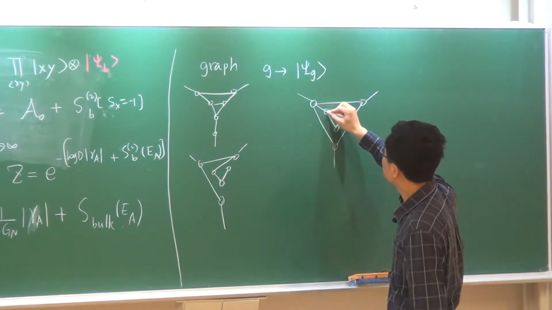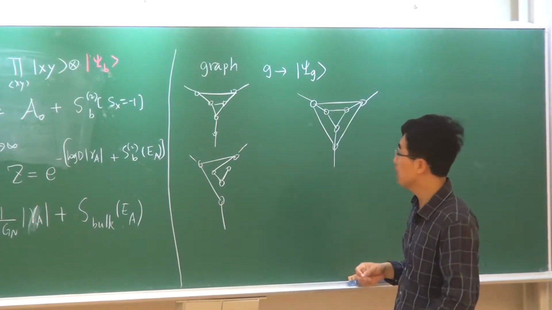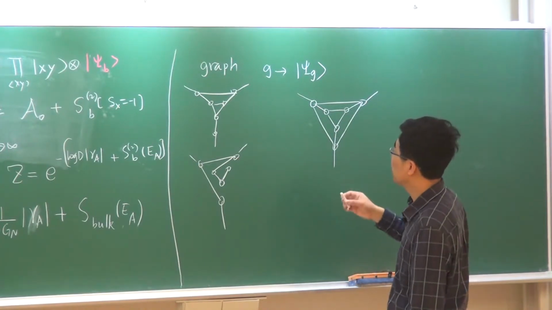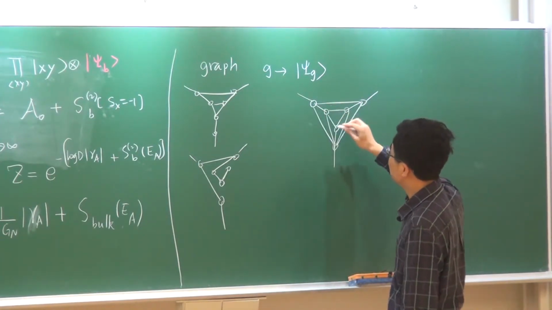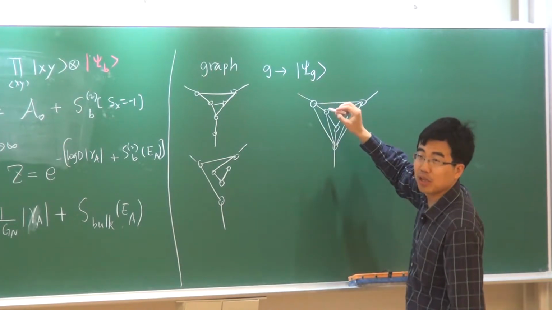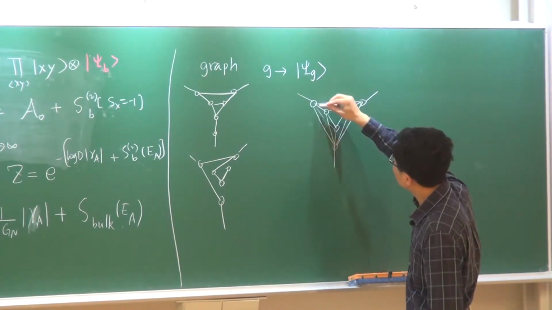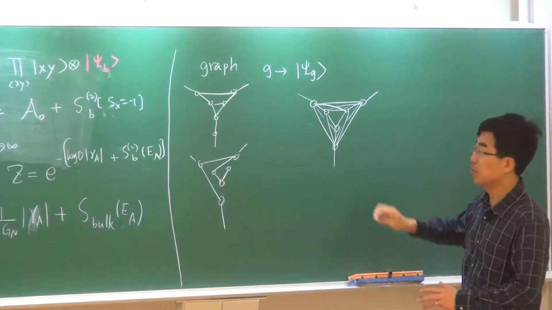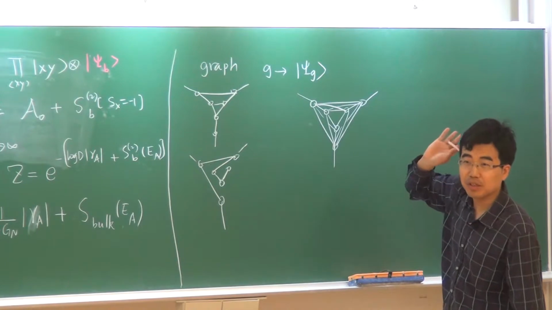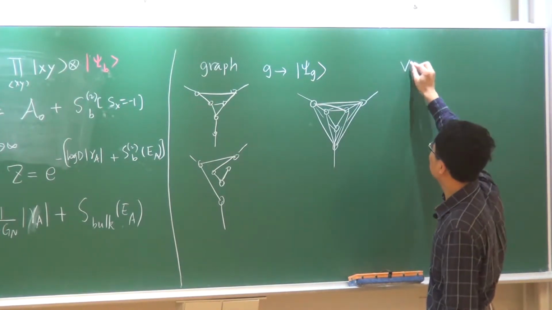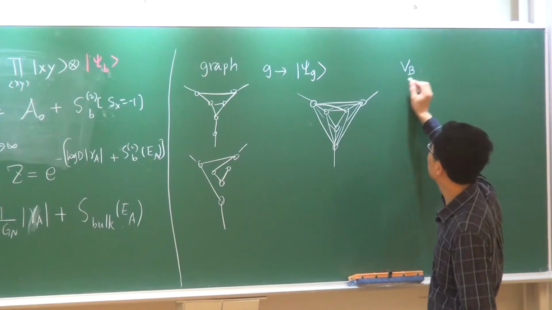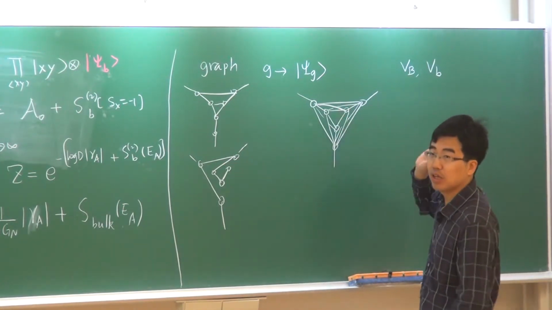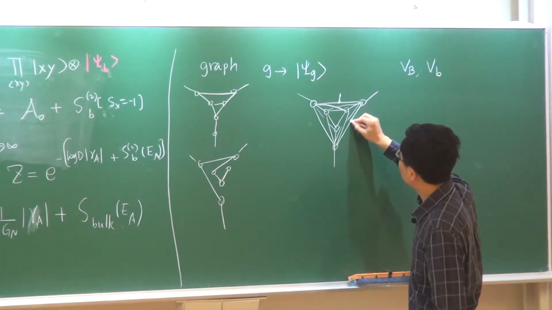So let me describe how I want to include all the graphs. Basically, the way I want to do it is to introduce a link variable. So I want to draw a complete graph, connecting every vertex with every other for a given number of vertices. Say the number of vertices on the boundary is v_b, which is 3 here, and in the bulk is v_little_b, which is 3 also. So I define a complete graph, and then I introduce a link variable at every link.